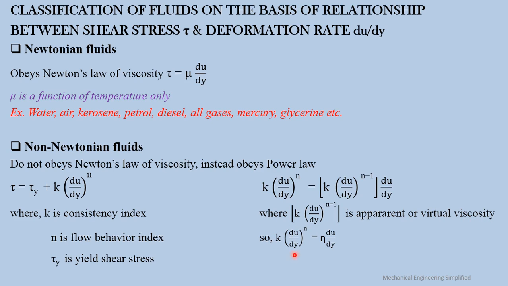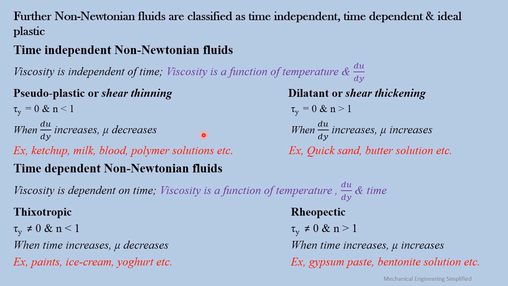So this k into du by dy whole power n can be written as eta into du by dy, where eta is the apparent or virtual viscosity. This is for non-Newtonian fluids, and this is the power law. Then they are further classified. The non-Newtonian fluids are further classified as time independent, time dependent, and ideal plastic.